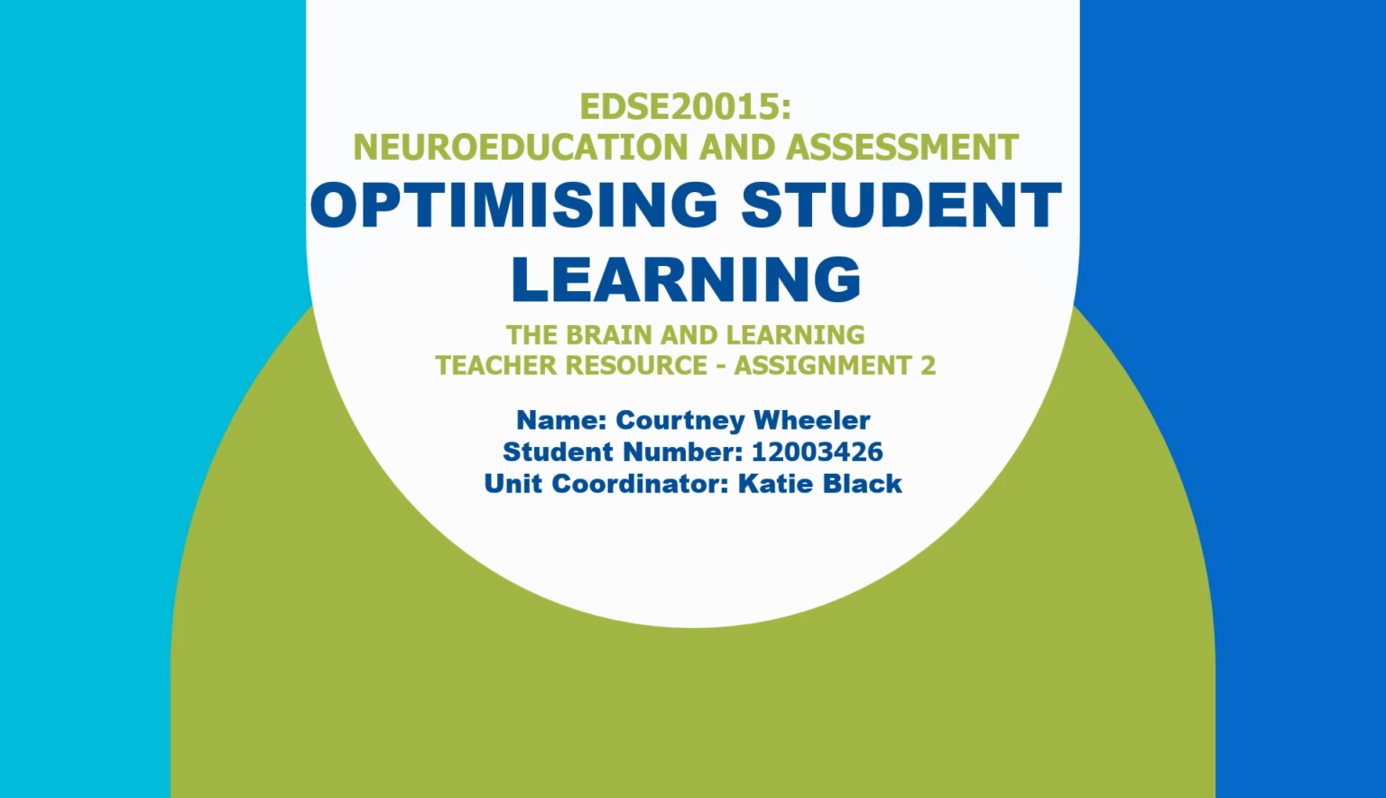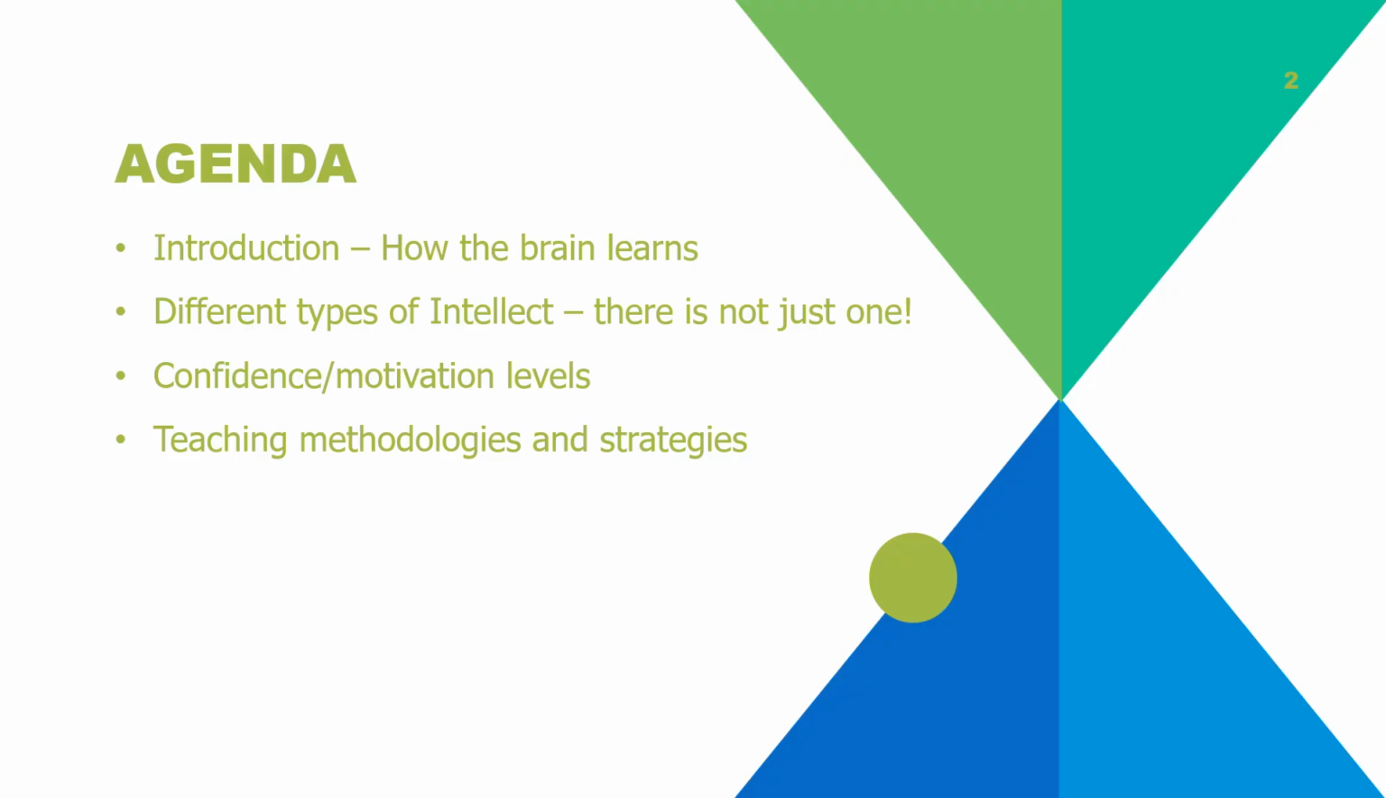My name is Courtney Wheeler, and this is about optimizing student learning. We're going to cover an introduction on how the brain learns, different types of intellect, there is not just one, confidence and motivation levels, and teaching methodologies and strategies to help students learn.